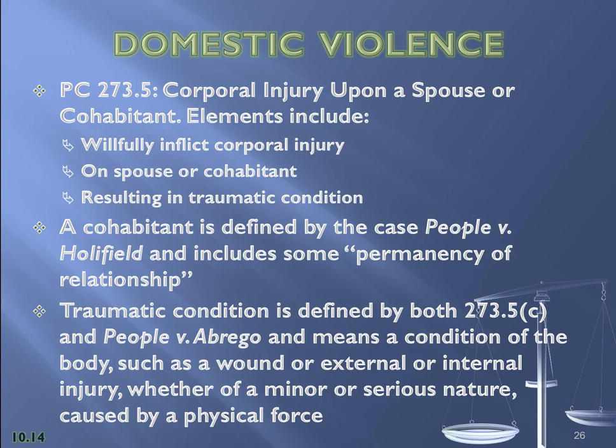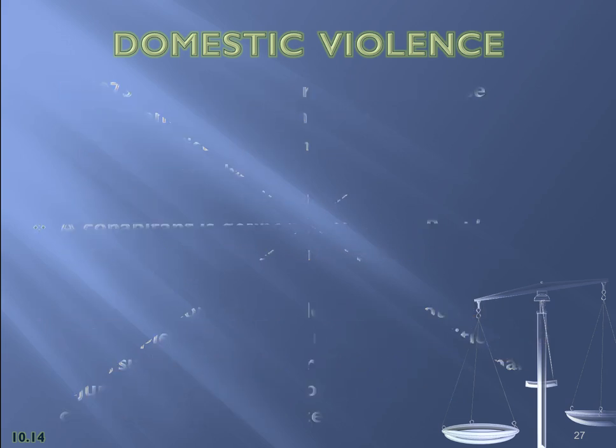So again, while these are the elements, the code will further define some of these things for you to help you out. So a cohabitant is defined by the case People versus Hollifield and includes some permanency of a relationship, and traumatic condition is defined both in 273.5 subsection C and the case People versus Abrego, and means a condition of the body such as a wound or external or internal injury, whether of minor or serious nature, caused by physical force.